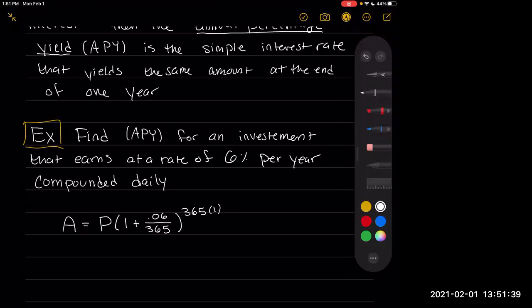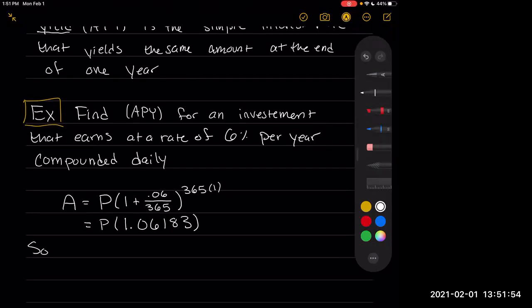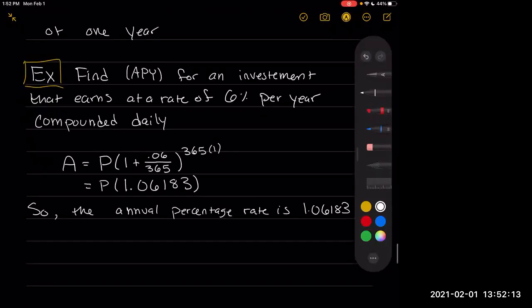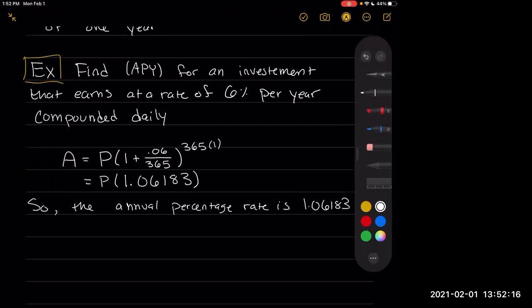All right, so this will then become about 1.0618. So the annual percentage yield is that 1.06183. Okay, so on homework, you can use a calculator for these problems because they're kind of messy, and I understand that, and it would be impossible to do this in your head. I couldn't do it in my head.